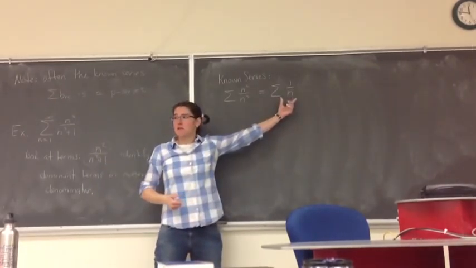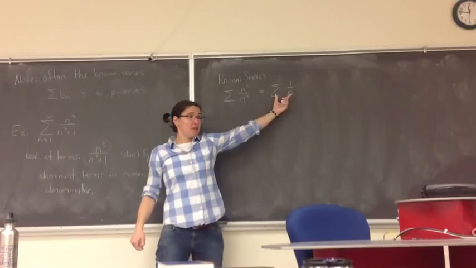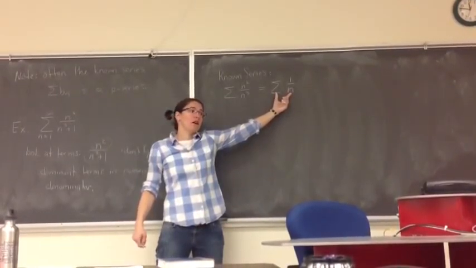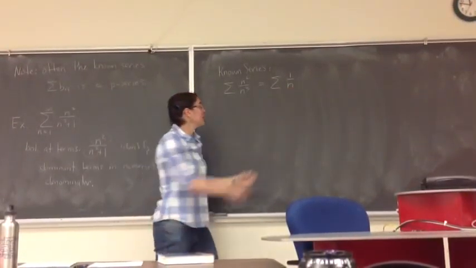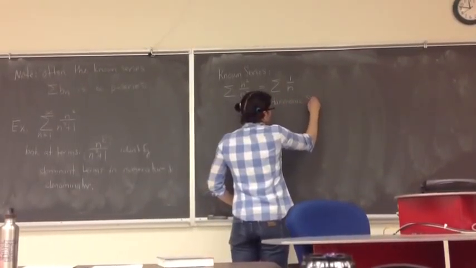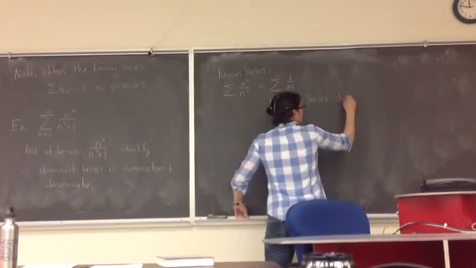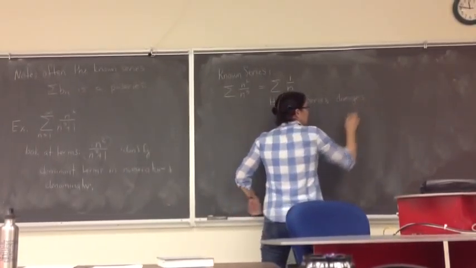Alright, so I look at my known series, the sum of all the 1 over n's, and I say, oh look, this is a P series where P is equal to 1, or I could say, oh, this is the harmonic series. So, harmonic series, and this series diverges.